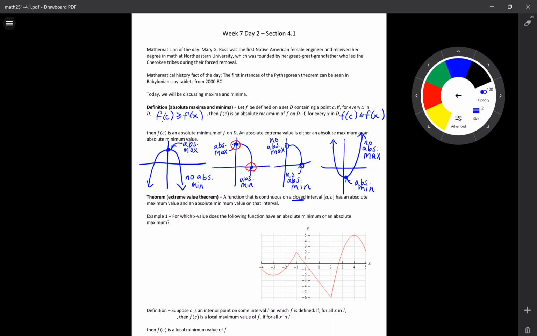All right, let's look at an example here. For which x value does the following function have an absolute minimum or an absolute maximum value? So I'm going to add some endpoints here to make this a closed interval. So this graph is a continuous function, and we are on a closed interval between -4 and 5. So I know that according to the theorem right above, that I do have an absolute max and an absolute minimum value. So my absolute max, the highest point on the graph, occurs at x equals 4.